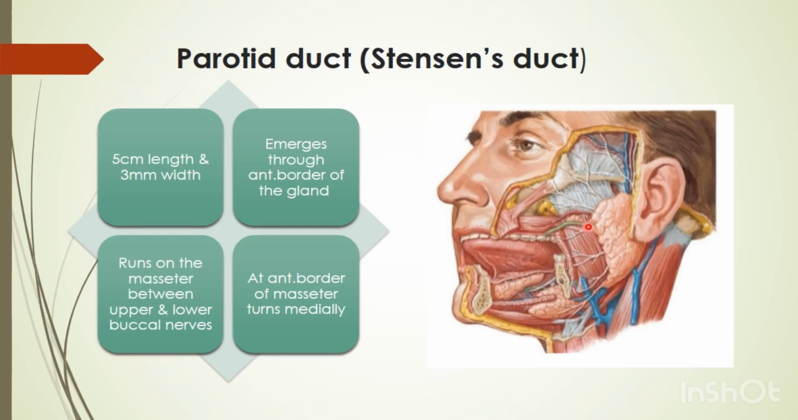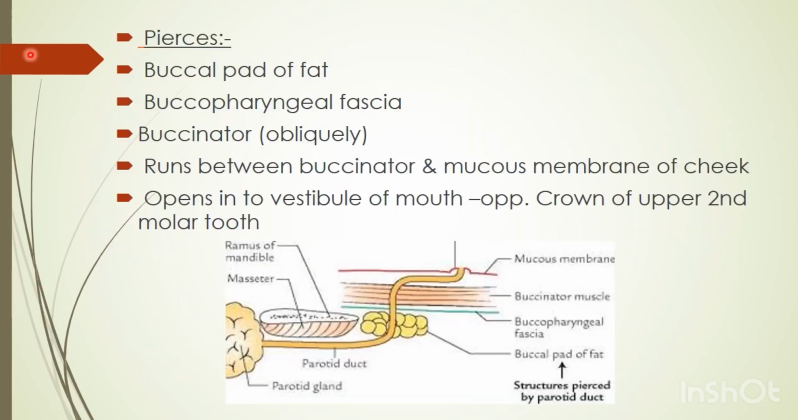It emerges through the anterior border of the gland, as we have said earlier. It runs on the masseter between the upper and lower buccal branches. At the anterior border of masseter, as you can see here, it turns medially, or inwards.